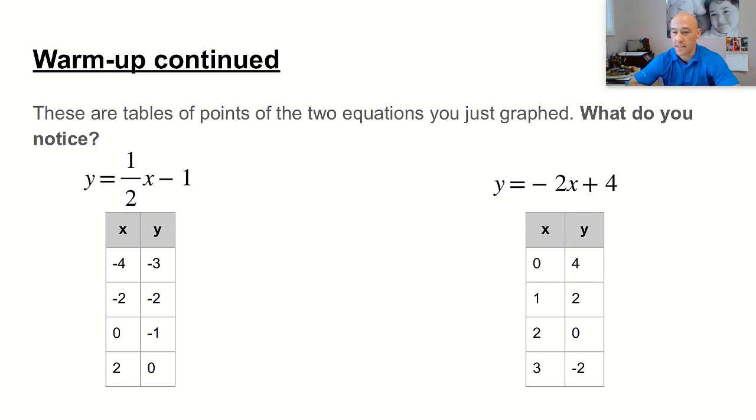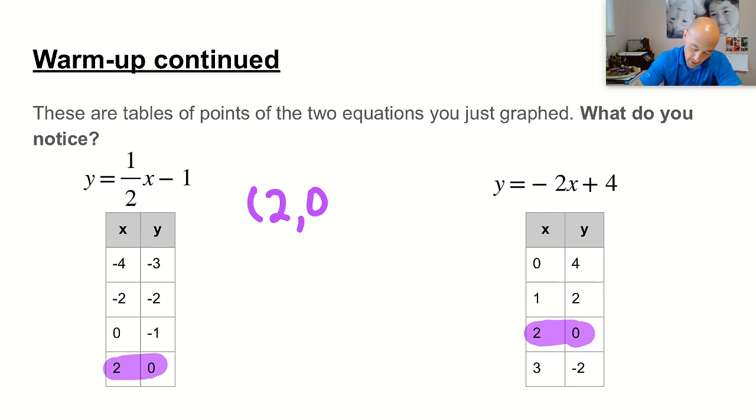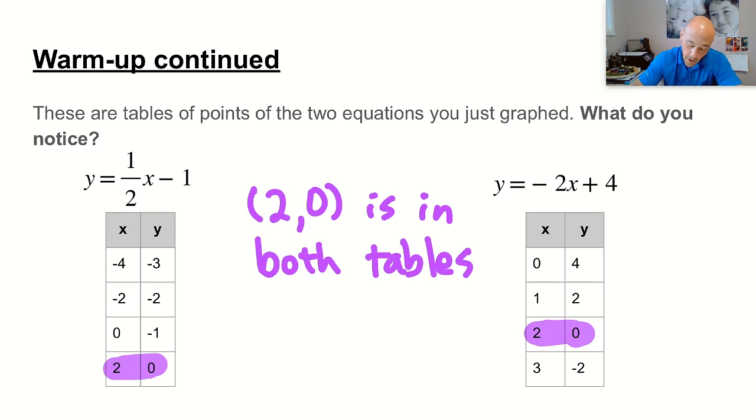So what do you guys notice in these two tables? Yeah, we have this point 2, 0 that is the same in both tables. So the point 2, 0 is in both tables. Will there be other points that show up in both tables?